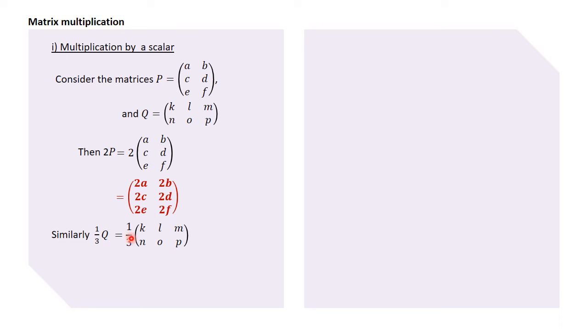A third is a scalar, and this is a matrix Q, and therefore it will just be K over 3, L over 3, M over 3, N over 3, O over 3, and P over 3. And that is simply what it would mean, multiplying the matrix Q with a third, or a third Q, if you like. Let's move on to some examples.